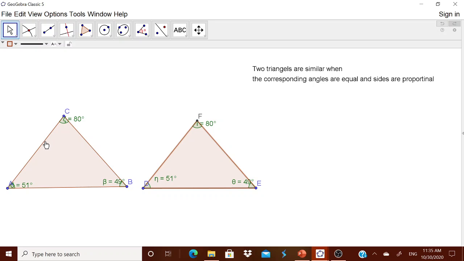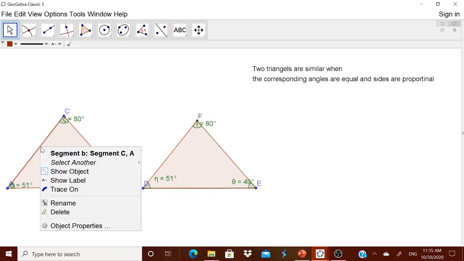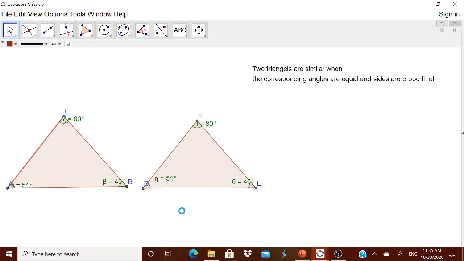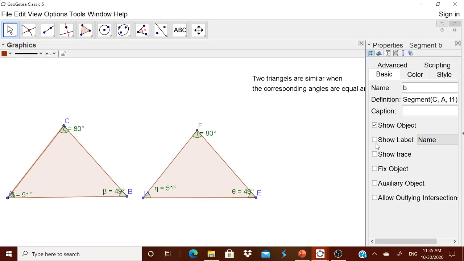For that, you touch it and then right click it. For every side, you have to touch it and then right click it. When you do it, the object properties will come. In the object properties, you have to show the length of the segment. Now you can show the length of the segment as its name and value also. B is equal to, for example, B is equal to.